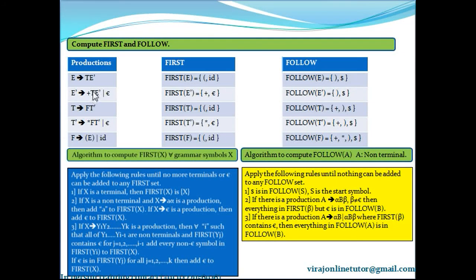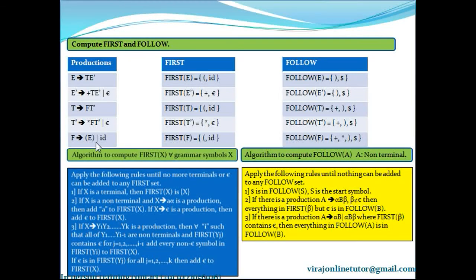Apply it here. Alpha B beta: first of E dash contains epsilon in it? Yes. Place follow of E dash into follow of T. Match it here. Alpha B beta: first of T dash contains epsilon in it? Yes. So place follow of T into follow of F. Match it here again: first of T dash contains epsilon in it? Yes. So place follow of T dash into follow of F.